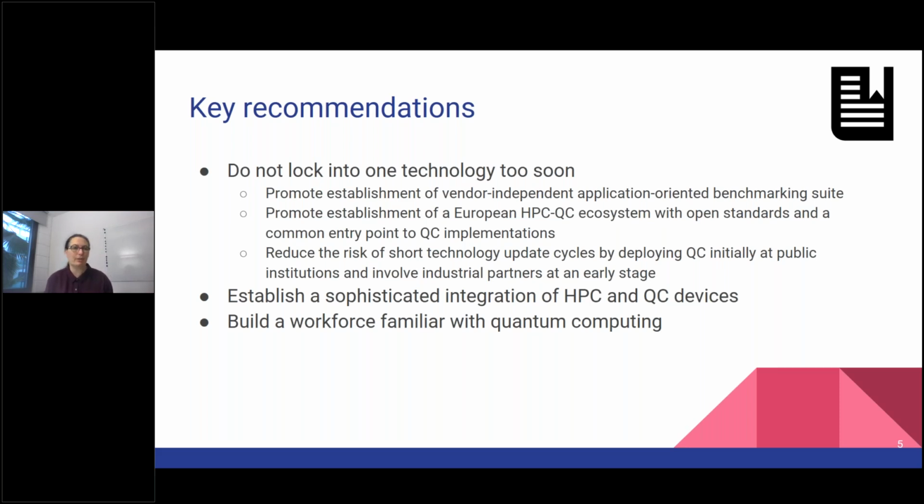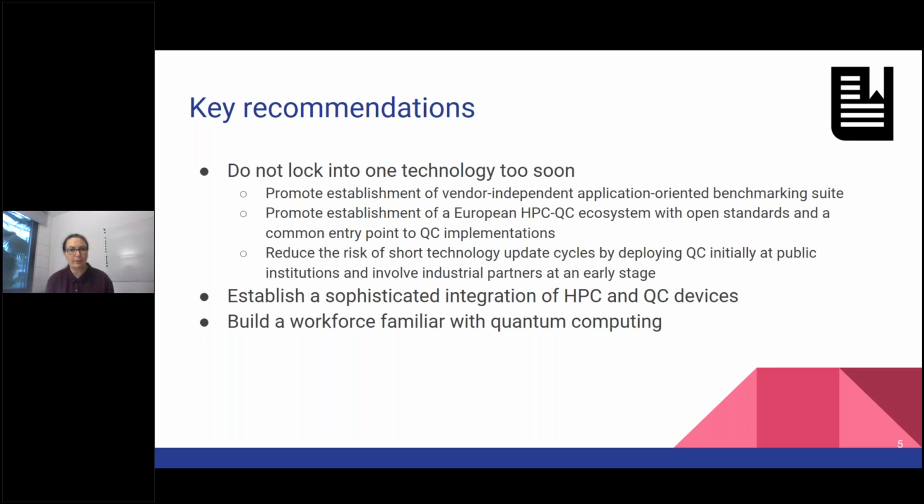So this is where our key recommendations are derived from these insights. And this is, do not lock into one technology too soon, because we do not know who will win, or if there's one winner or several winners at the moment. And therefore, what would be important is that you have an application-oriented benchmark suite, which would also help you to compare the different technologies and compare them with something that's really interesting for everybody.